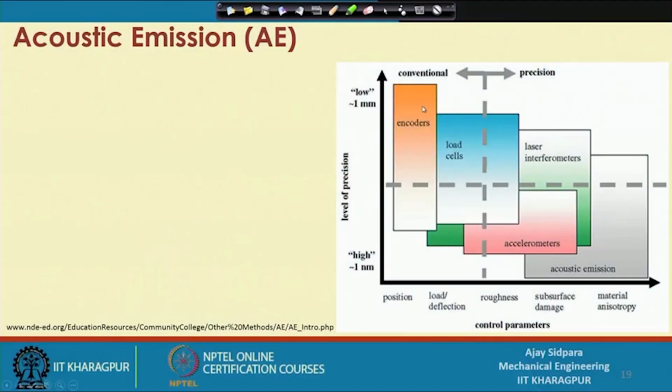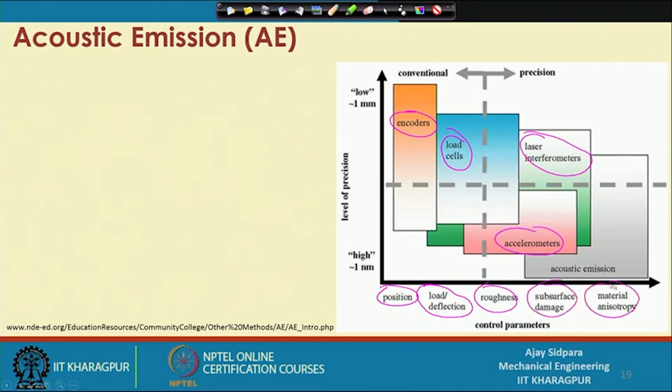Now you can see that these are the different types of systems available which measure different quantities, and in this x axis, what we are looking at here is the position. When you want to measure a position, we use an encoder, which we have seen long before: the optical encoder, that means the radial or rotary encoders, and the absolute encoder and incremental encoder. If you want to measure load and deflection, load cells are available, which are mostly based on strain gauges. For roughness and so on, we use the laser interferometer, and an accelerometer is also used.